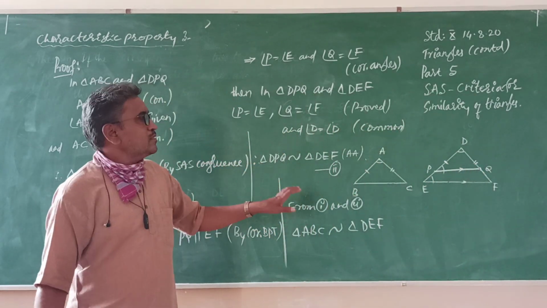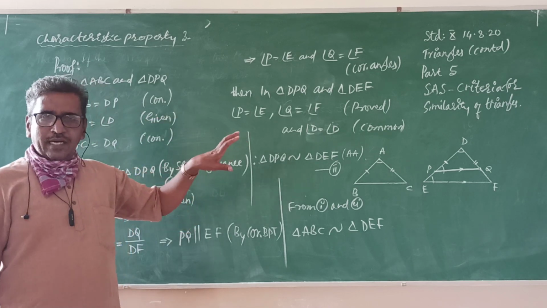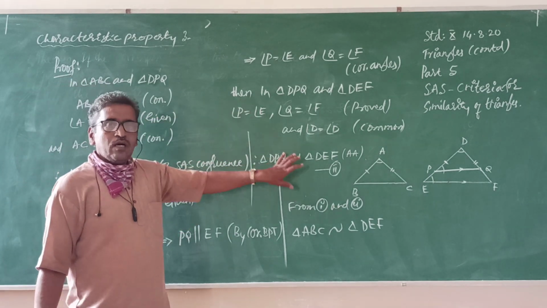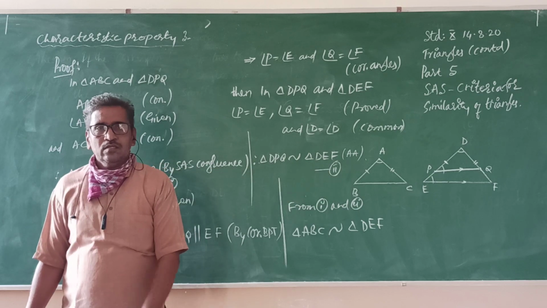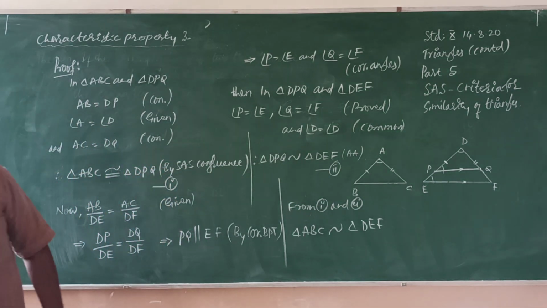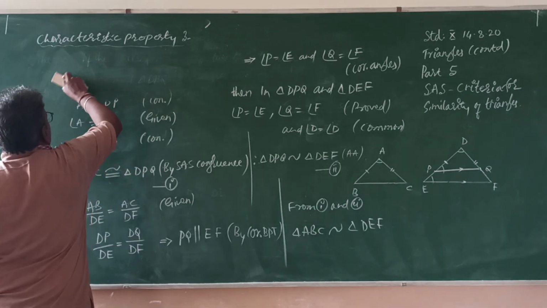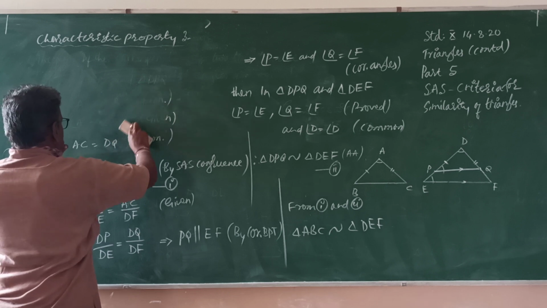Some examples we will see. We have already seen some examples about the AA criterion. Now we will see how to use this criterion to solve problems. Now we have to see the SAS criterion.